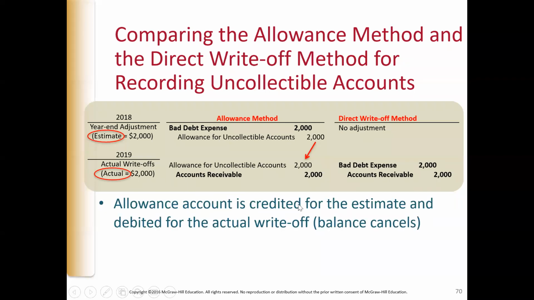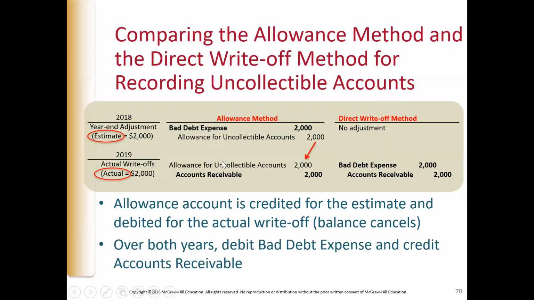Allowance account is credited for the estimate when we initially do our estimate. When we have the direct write-off method, we do not have an estimate. Ultimately, the numbers stay the same, but it's just timing. We're supposed to show the bad debt expense in the period in which we earned the revenues.